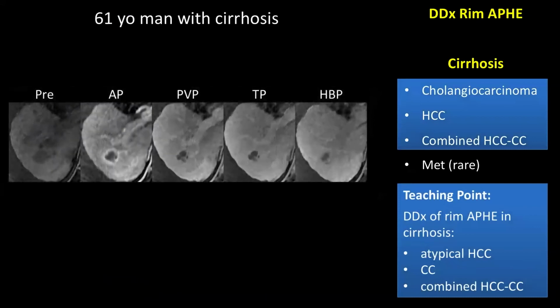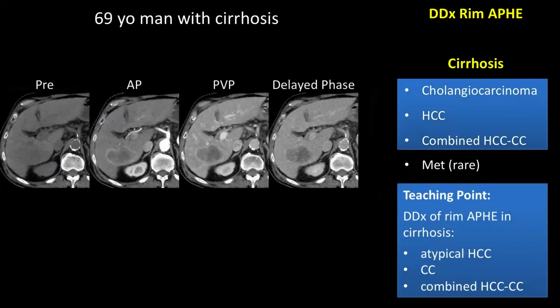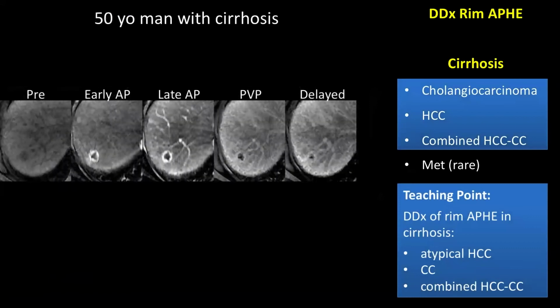How about this case over here? 61-year-old man, cirrhosis, rim-enhancing lesion. I know it's a cancer. What kind of cancer? I don't know. Got to do a biopsy. Biopsy, combined tumor. CT, 69-year-old man with cirrhosis, rim-enhancing lesion. I know it's a cancer. What kind of cancer? I don't know. Got to get a biopsy. This one's an HCC.